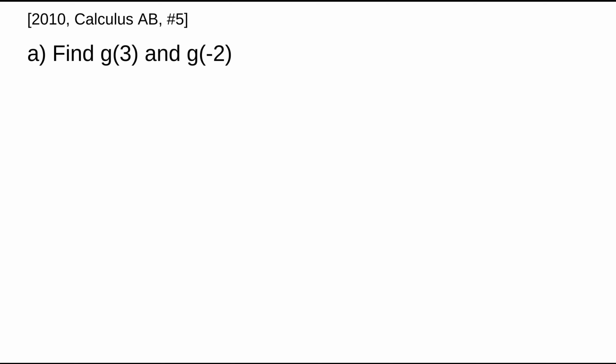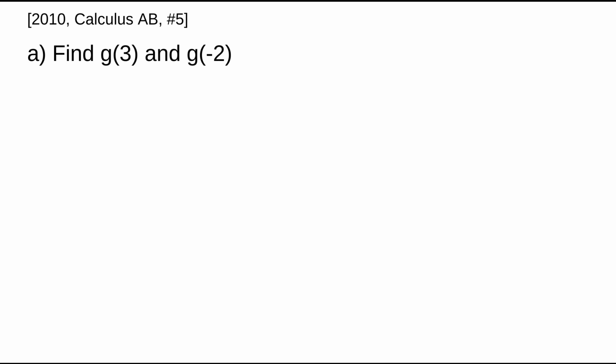This question is from 2010. It's question 5, and it is not calculator active. In the question stem, we're given a function g which is defined and differentiable on the closed interval from -7 to 5. We're also given that g of 0 is equal to 5, and we're provided with a graph of g prime of x. In question A, we are asked to find g of 3 and g of -2.